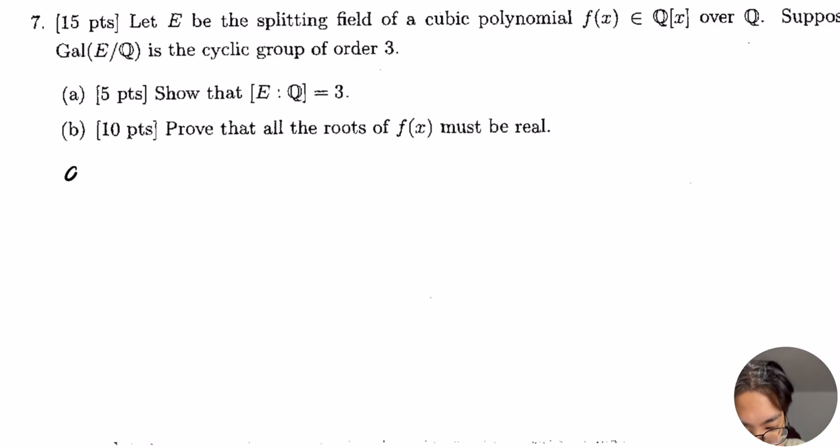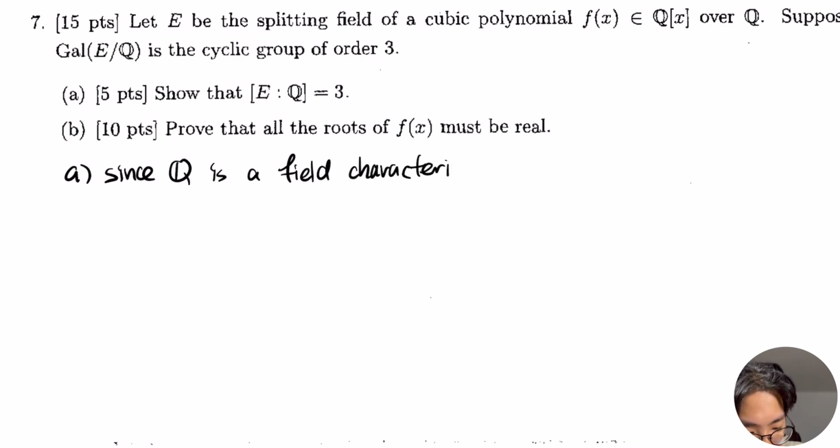So first, we note that since Q here is a field with characteristic 0, and again you can get into the definition, but it basically just means that once you keep adding an element, you're never going to get to 0. It's unlike Z mod P, where if you add a number P times, you'll eventually get to 0. But a property of fields with characteristic 0 is that every non-constant polynomial is actually separable.